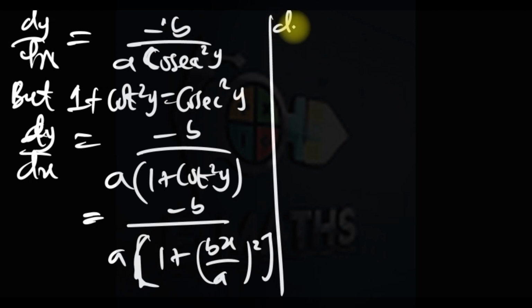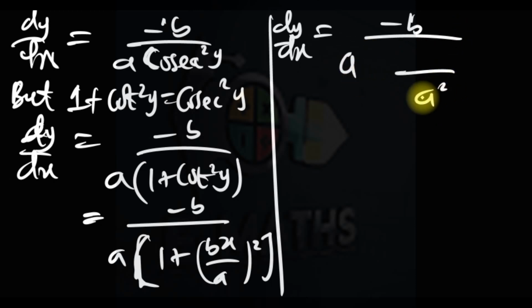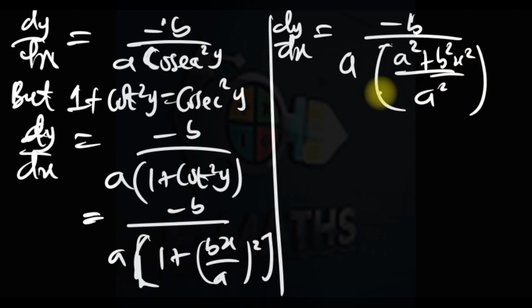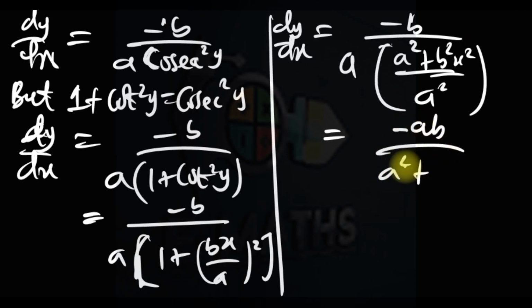Which is minus b over a times 1 plus bx over a squared. This a squared LCM gives a squared plus b squared x squared over a squared. I found the LCM. So an a squared, this remaining one a squared here, so goes up. So I have minus ab over a squared plus b squared x squared. So that's the derivative of cot inverse.